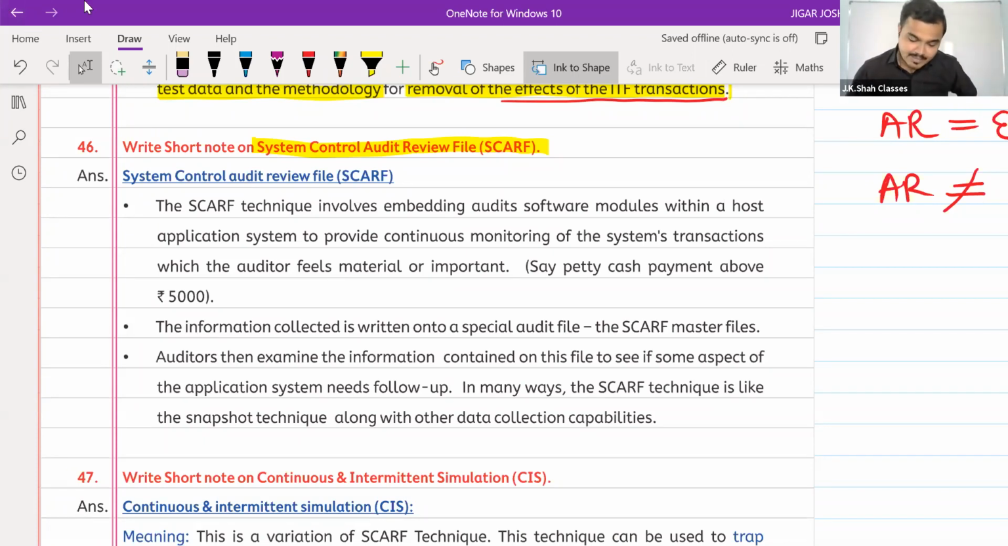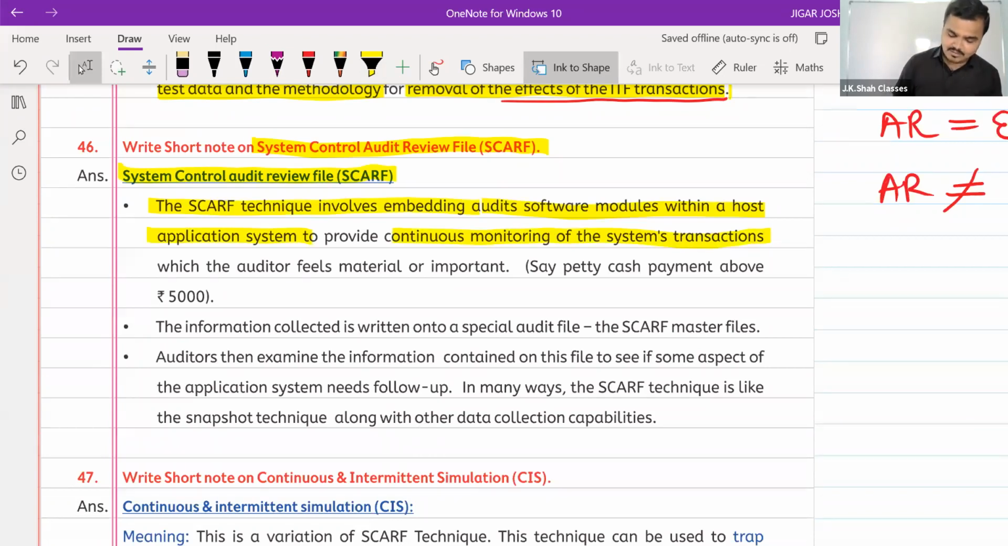Now, see this System Control Audit Review File method. The SCARF technique involves embedding. Embedding means to add, addition. Add the audit software modules within the host application system to provide continuous monitoring of system transactions which the auditor feels are material. Material means what? Significant, important. Say, petty cash expenses above rupees 5,000. You gave a very practical example, which matches the examples given over here also, so that it would easily allow us to understand the situation.